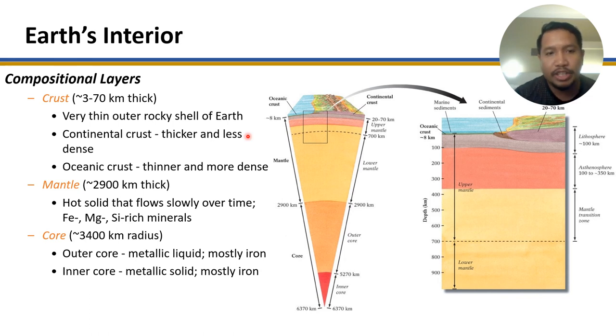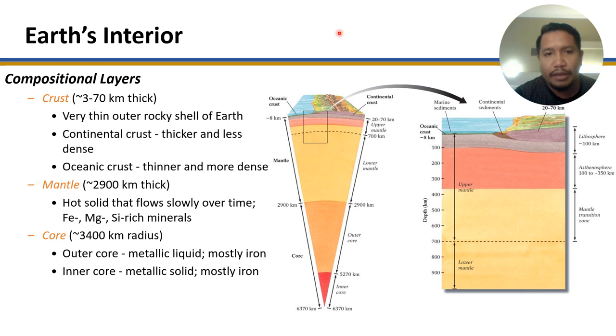Mantles in general is the middle layer of the earth and is the thickest layer, ranging in thickness from 2900 to 6370 kilometers. So this mantle is made up of rocks that are rich in iron and magnesium and is very hot and dense. And the mantles flow slowly over time, which drive the movement of the plate tectonic.